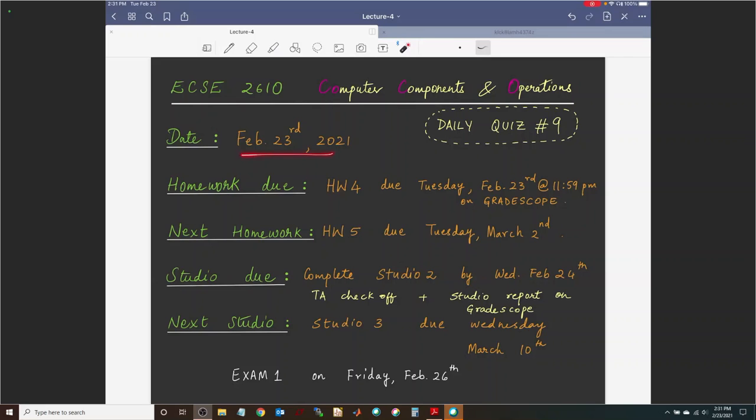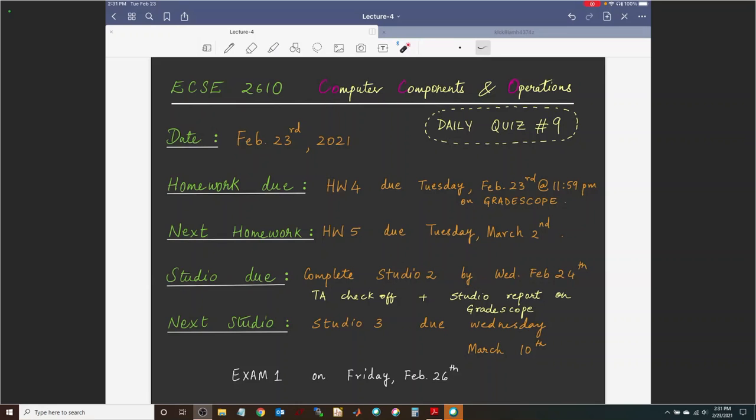Let's see, today is Feb 23rd. Our exam is coming up on Friday of this week. What is due in terms of homework? Homework 4 is due tonight. So make sure you submit that on Gradescope before 11:59 p.m. Eastern time. And I've also posted homework 5, which goes over K-map problems.